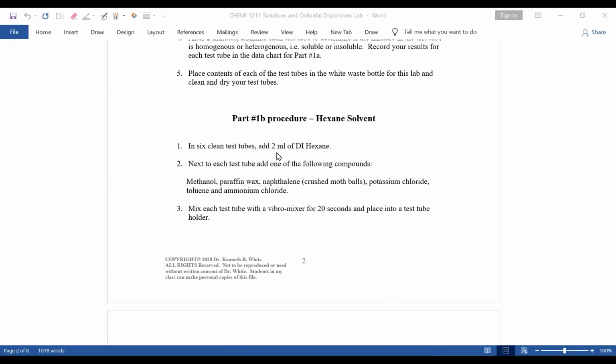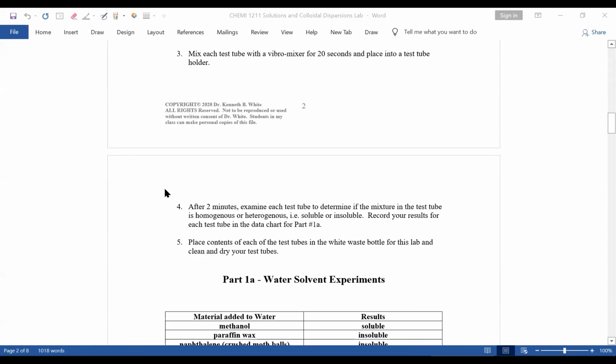But anyways, in 6 clean test tubes, you add 2 milliliters of hexane. And next, add each of the same following compounds: methanol, paraffin wax, naphthalene, potassium chloride, toluene, and ammonium chloride. You'll mix it with the vibro mixer, wait 2 minutes, and look at the test tube to see if it's homogeneous, soluble, or heterogeneous, insoluble. And you'll record your results.